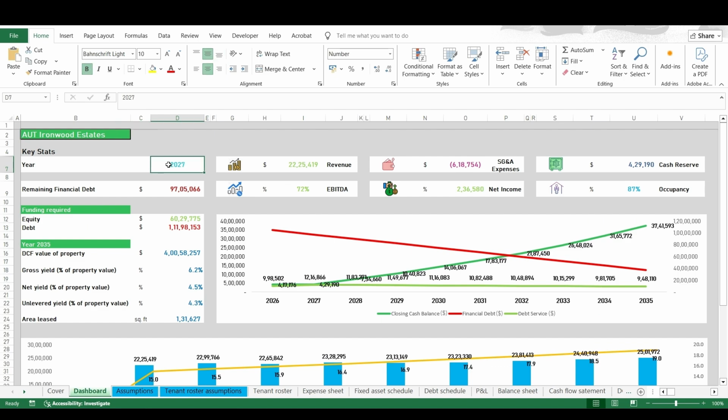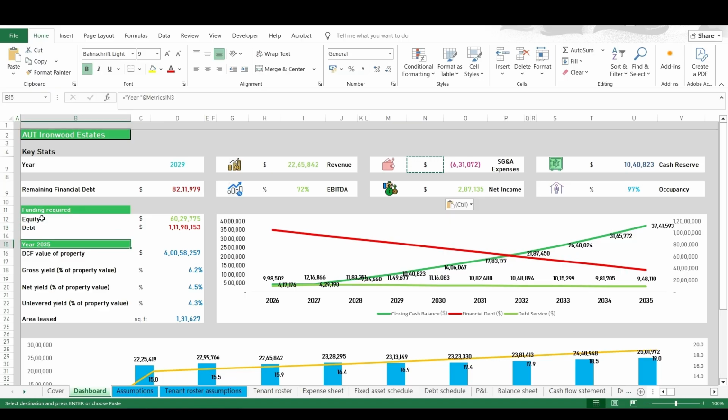We can input whatever year for which we want the results, and all the values get changed to those. So we have our revenue figures here for the year 2029, our SG&A expenses, our cash reserve, remaining financial debt to be paid, EBITDA margin that year, what is the net income that year, and the occupancy rate. So this needs to be in percent, not in dollars. We'll fix that. So herein we have equity and debt funding that we require to run the business.